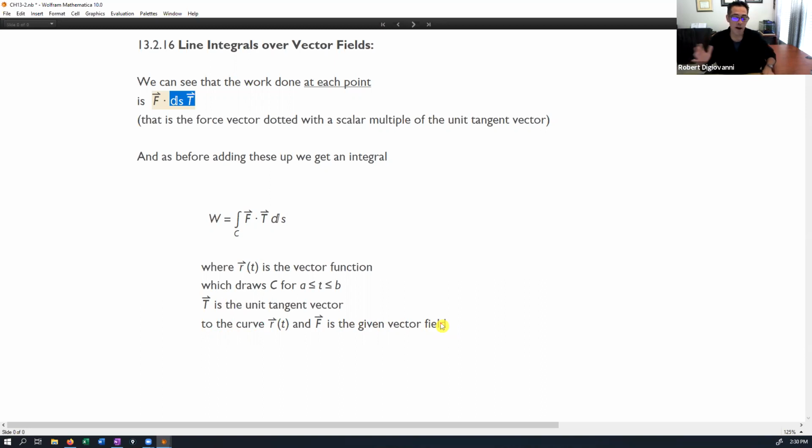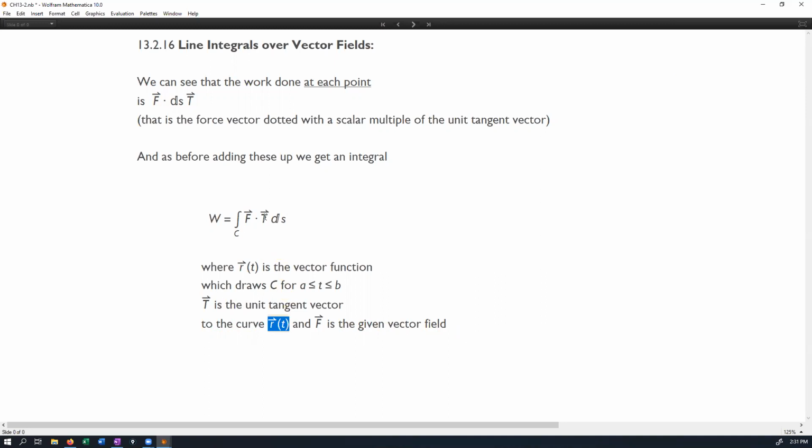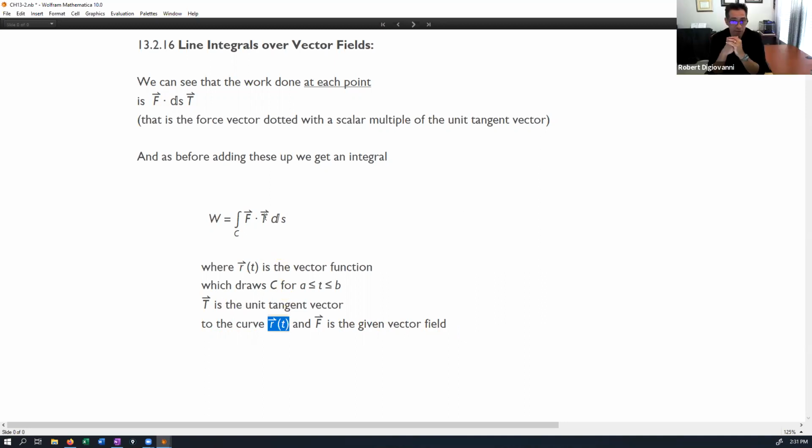Okay, so right now, the way it looks, in order to do this, somebody's going to have to give us the vector field. They're going to have to give us the path, r of t. If we know what r of t is, do y'all remember how to get capital T? What's capital T? That's our direction vector, correct?